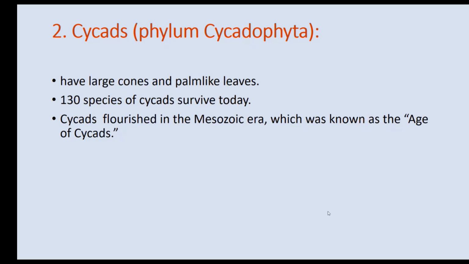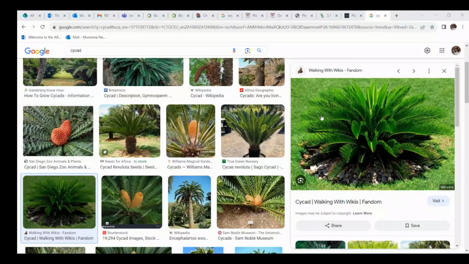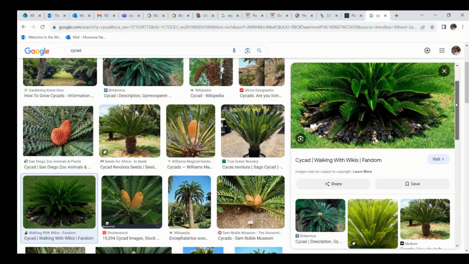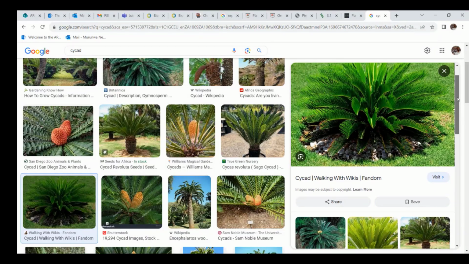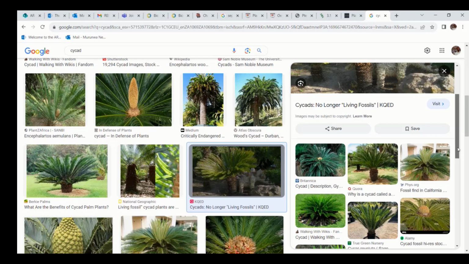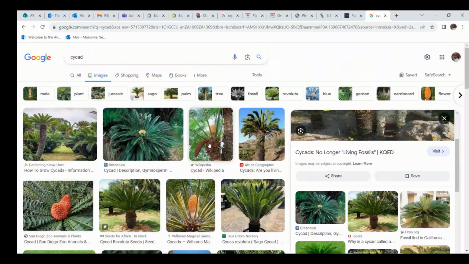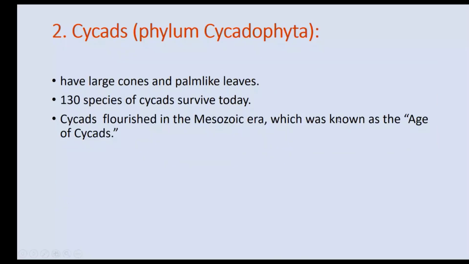I just want to show you the picture of a cycad. You don't recognize this plant? I'm sure some of you have them in your house. You do? Okay, I see some of you say you do. So this is the cycad, and there's a lot of significance in terms of them. They are from the phylum Cycadophyta.